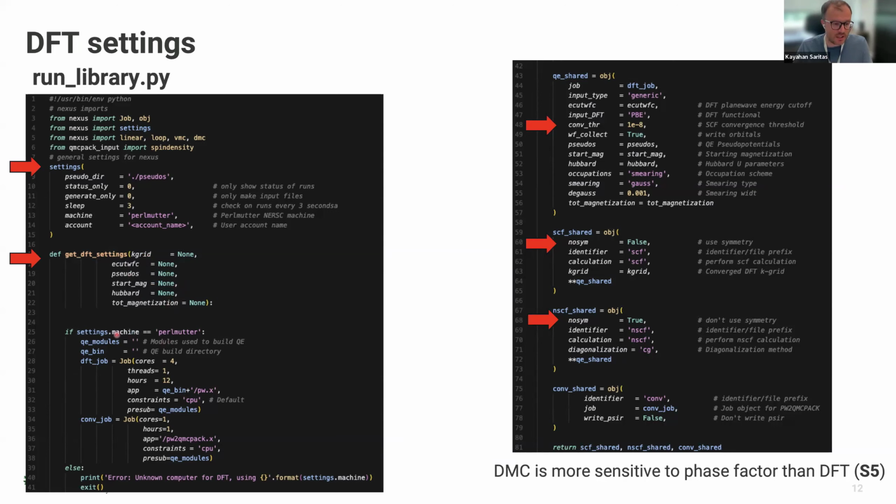And so this one says that if the machine is Perlmutter, which in this case it is, it will run this calculation. The reason for doing this is that DFT and DMC calculations typically require much different computer architectures, queue requirements, or computational settings.